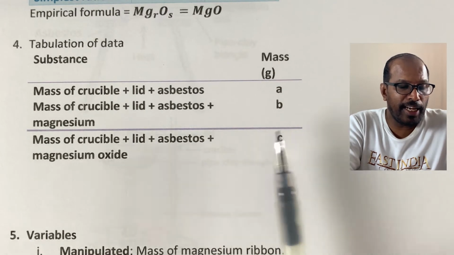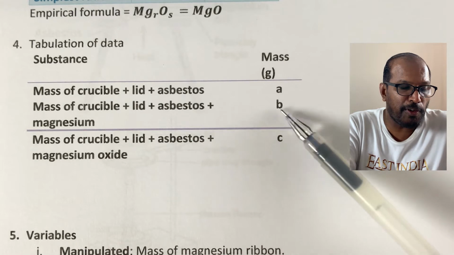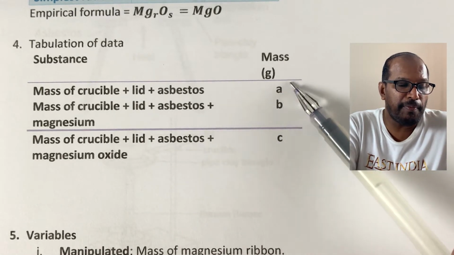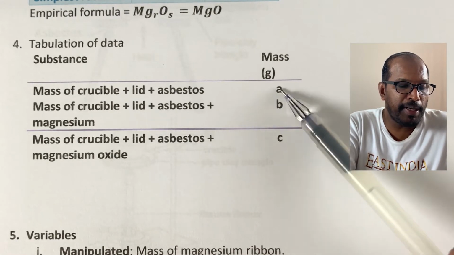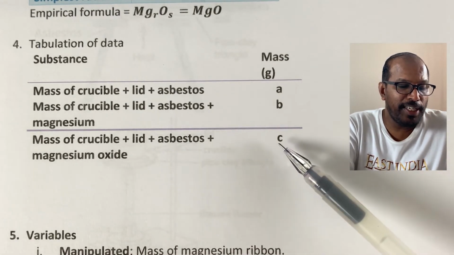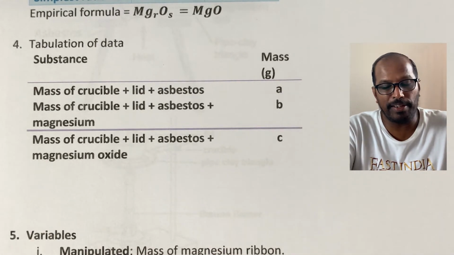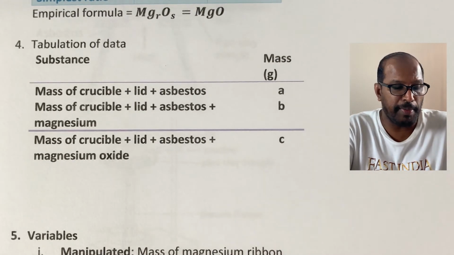Now once you get that, C minus B will give you the mass of oxygen. B minus A will give you the mass of magnesium. So the X value is B minus A. The Y value is C minus B. So this is how we obtain the mass of magnesium and the oxygen that reacted with magnesium.